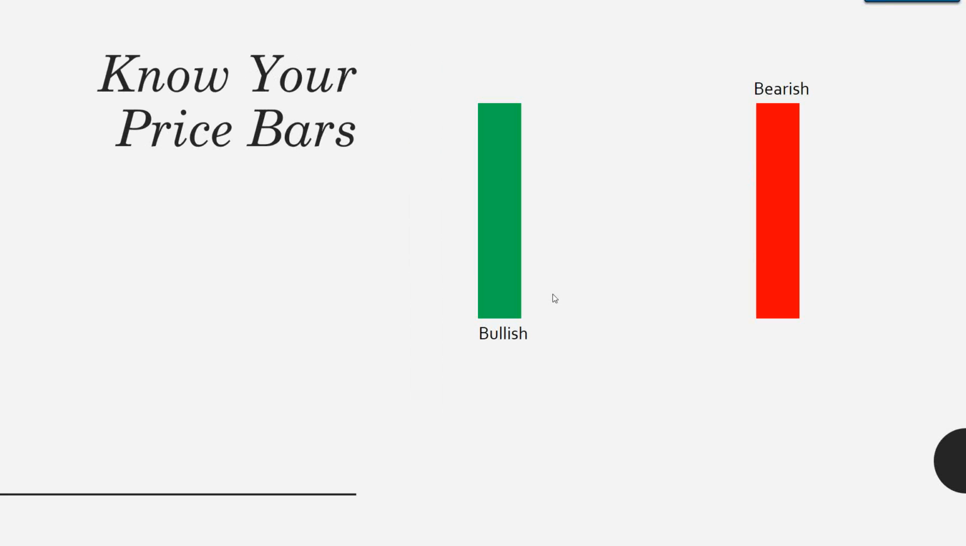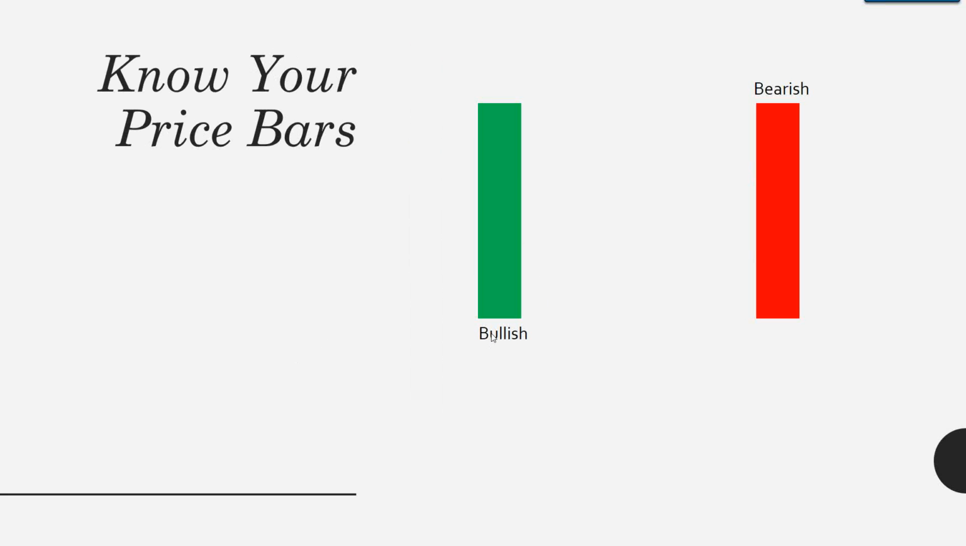Okay? Now, what do you have to know to trade this? You have to know your price bars. Price bars are the most important thing on your chart. I don't care about any other indicator. The price bar is the most important. I often tell my traders, when I'm trading, the price bar is just my higher power, okay?